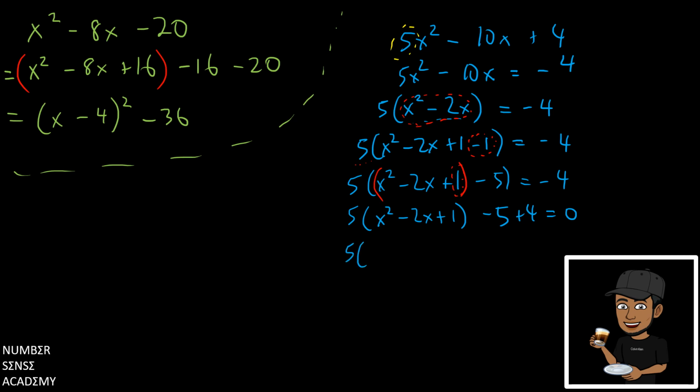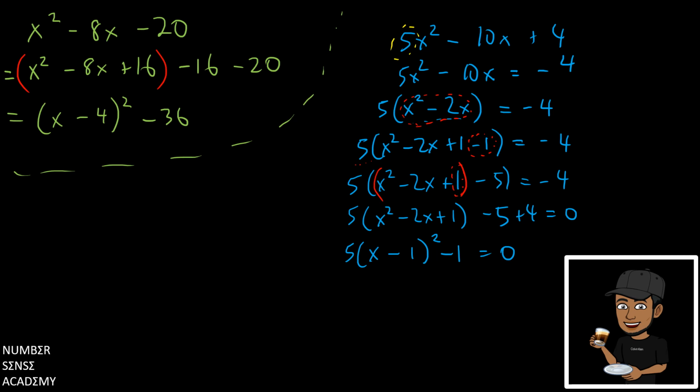And then I do my factoring, so I know this is x minus 1 squared, and then -5 plus 4 is going to be minus 1 equals 0. Right? And really and truly, you can try this out to see if you get the same answer. Like, what I mean by try it out, I mean just do a quick test.